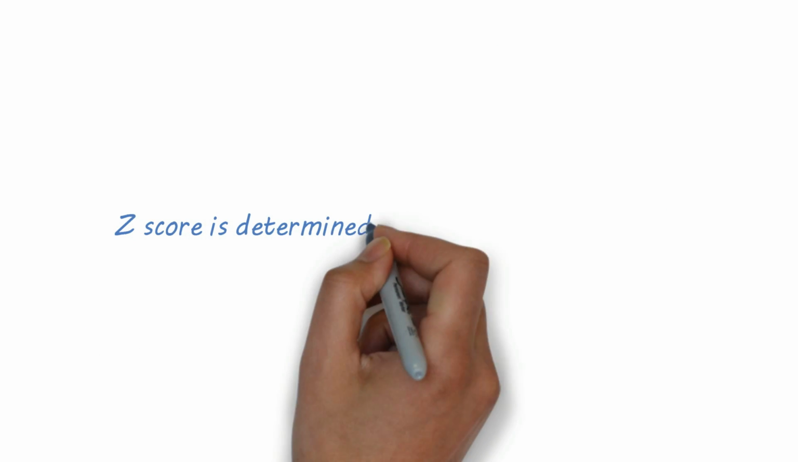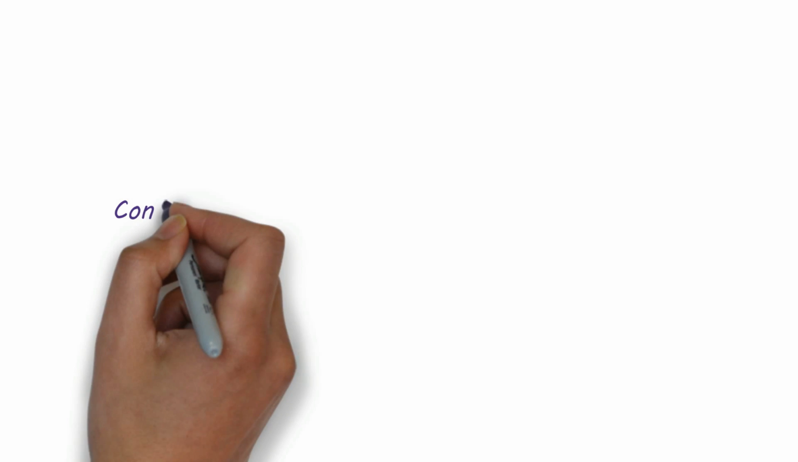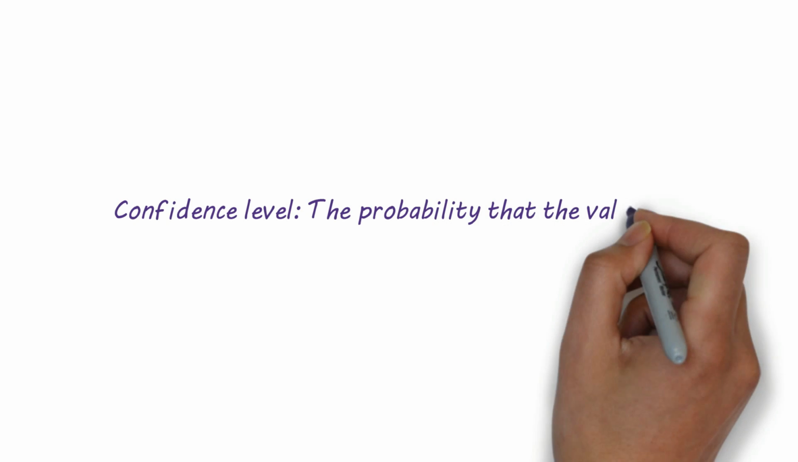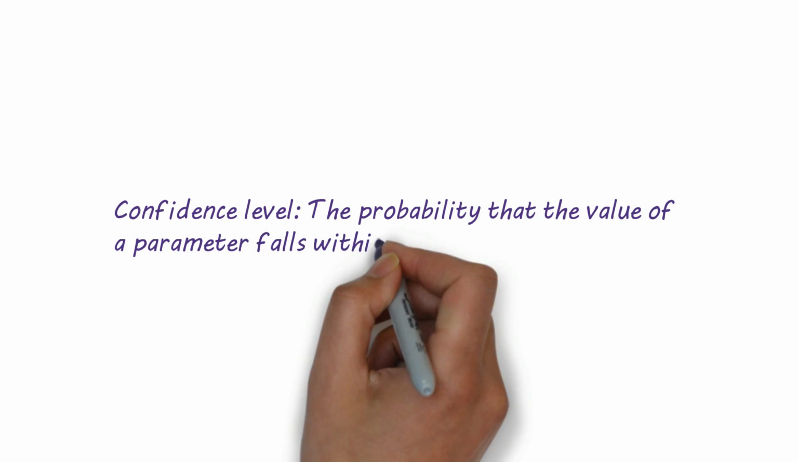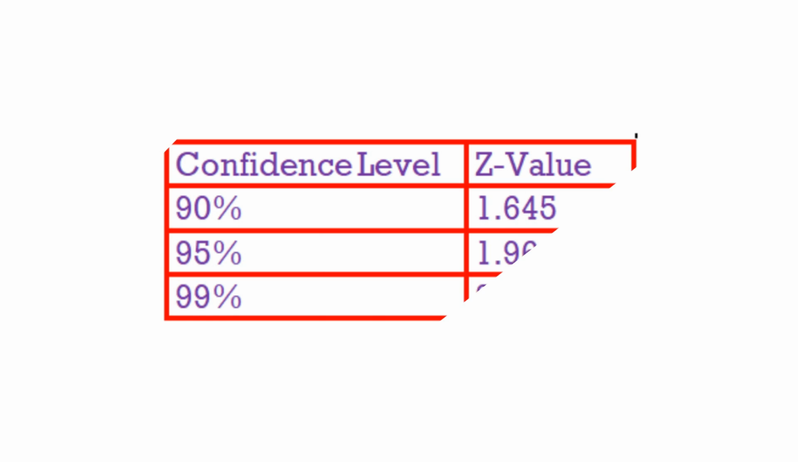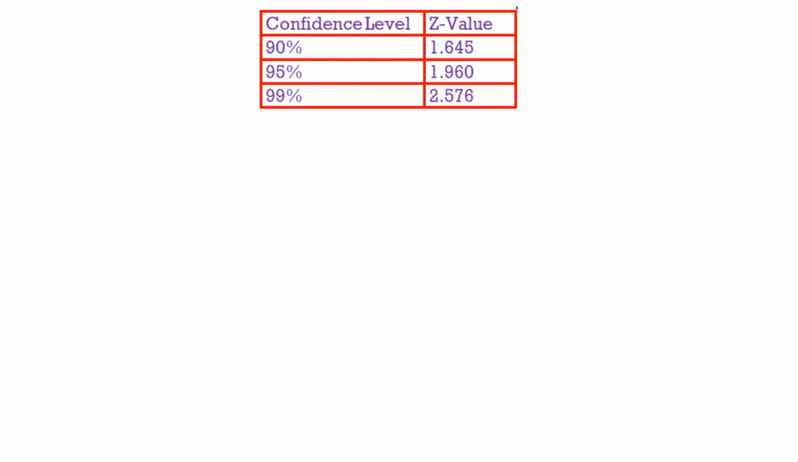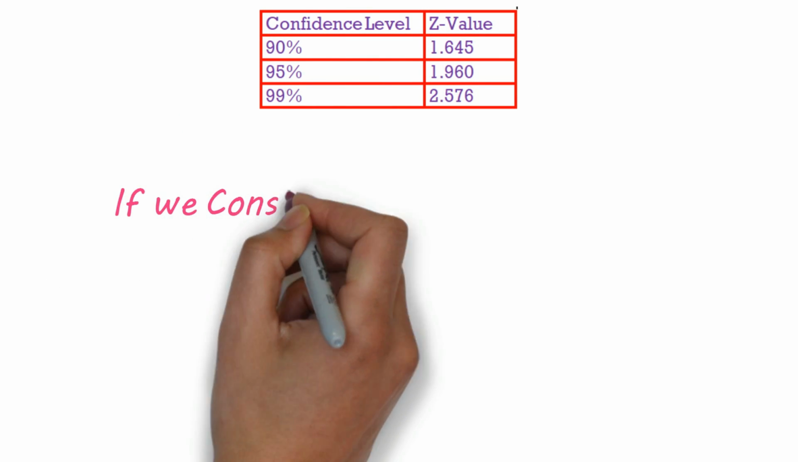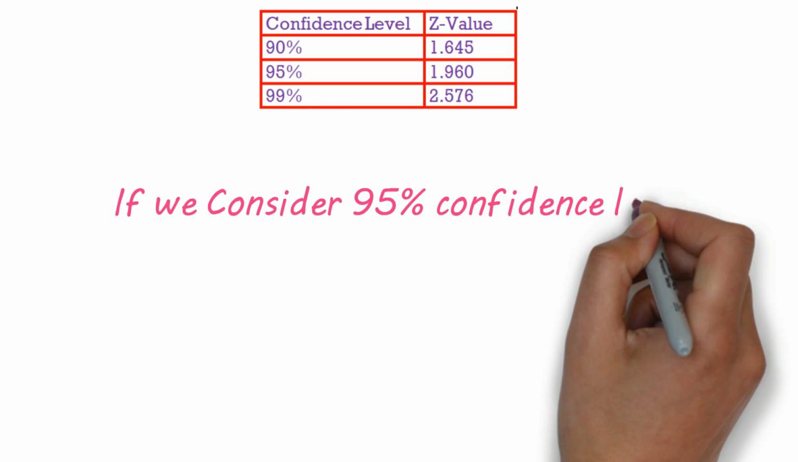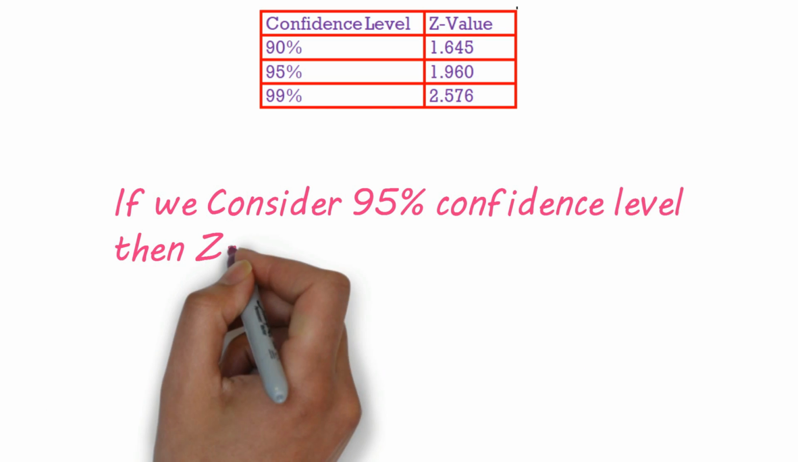Z score is determined based on confidence level. And confidence level is defined as the probability that the value of a parameter falls within a specified range of values. This is a table which gives the confidence level and a Z value. If we consider the confidence level as 95%, Z value is 1.96.